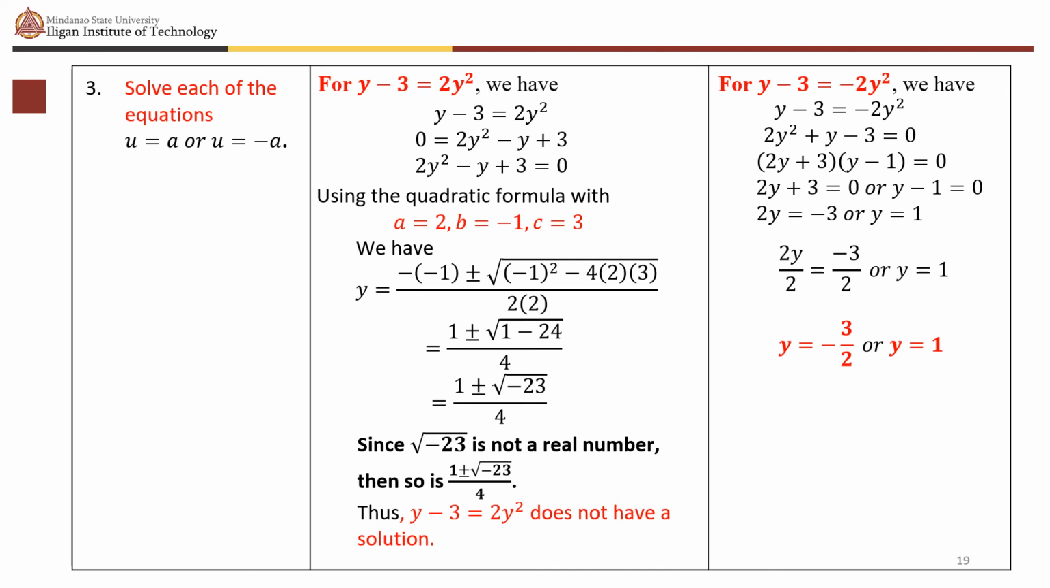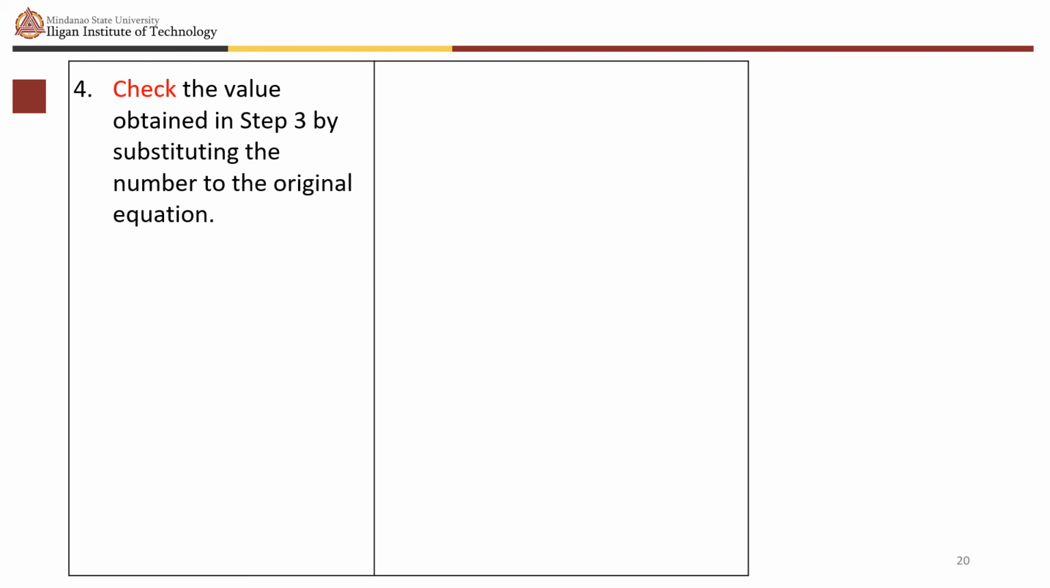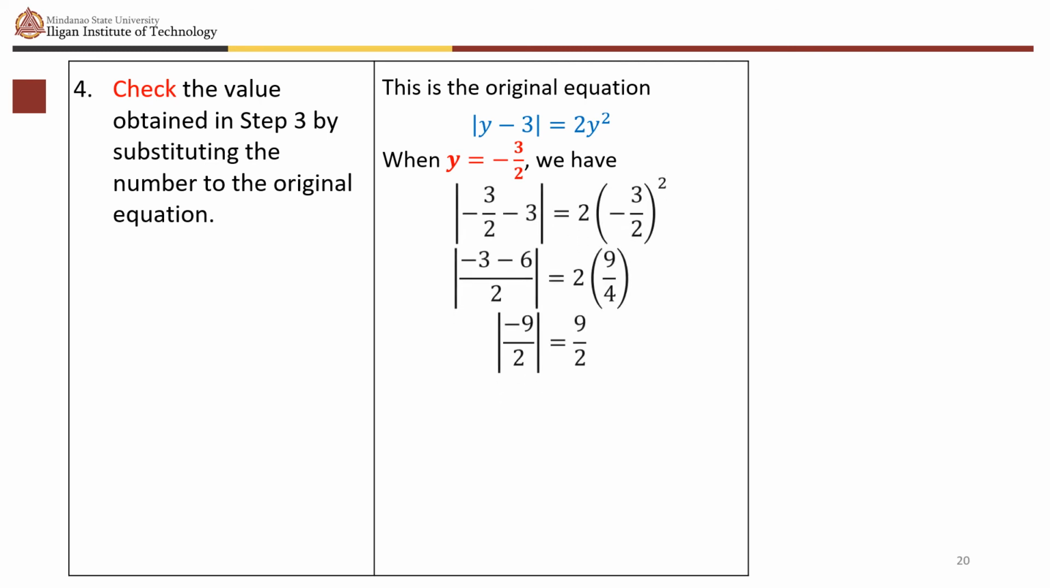So continuing further, we can divide both sides of the first equation by 2 to come up with the following. That is 2y over 2 equals negative 3 over 2, meaning y is equal to negative 3 over 2. Or, in this case, y is equal to 1. So we now check the values obtained in step 3 by substituting them into the original equation. So this is the original equation: absolute value of y minus 3 is equal to 2y squared. So, when y equals negative 3 over 2, we have the following.